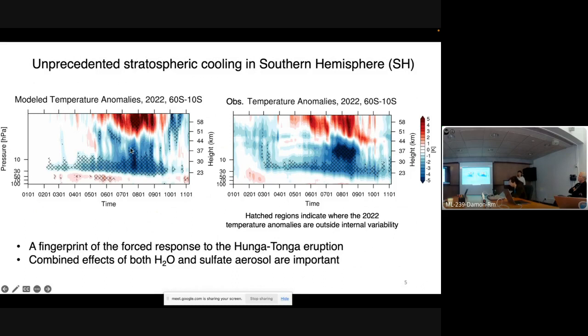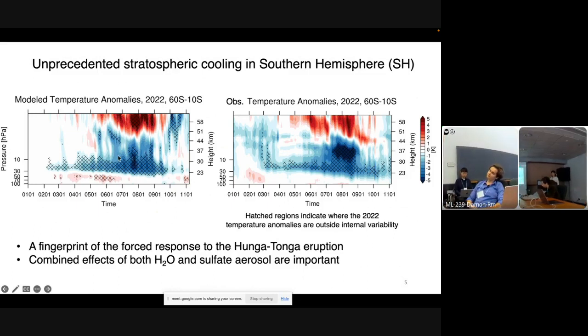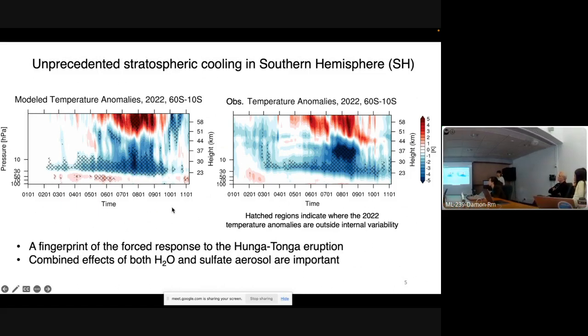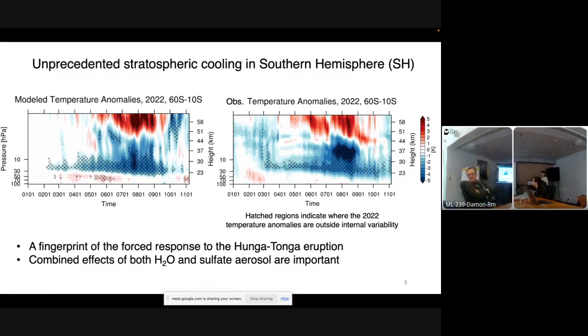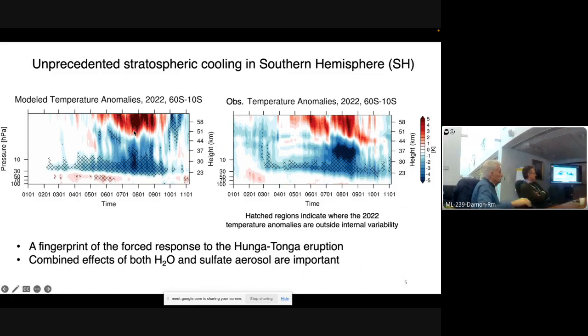And now, again, it's our model simulation. Overall, our model can capture this cooling temperature anomaly with surprising detail in the total forcing run with both water and SO2 injection, which demonstrates that the temperature anomaly we see in the observation is a fingerprint of a response to this volcanic influence. Our model sensitivity experiments also tell us we need to include both water and sulfate aerosol in order to capture this temperature anomaly in the model simulation.